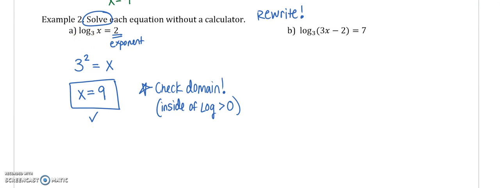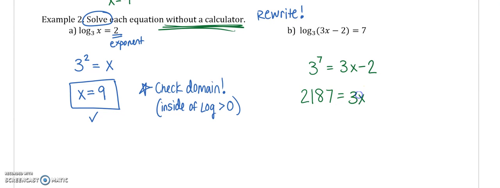Okay, let's try it again over here in letter B. So again, I'm going to rewrite it. I have 3 to the 7th equals 3x minus 2. Now I know this says to do it without a calculator. 3 to the 7th is kind of a bigger number. I'm not sure we'd want to do that without a calculator. So I'll help you out with that one. That's 2,187. Usually if we want you to do it without a calculator, we'll make the numbers a little more reasonable.